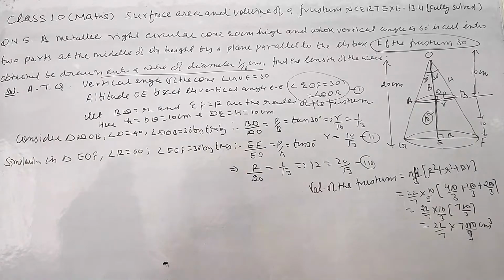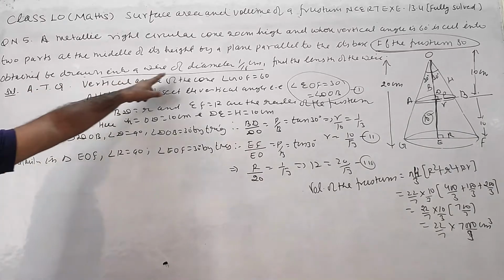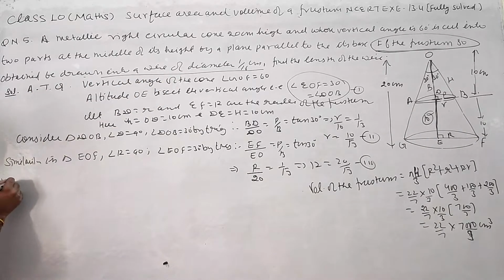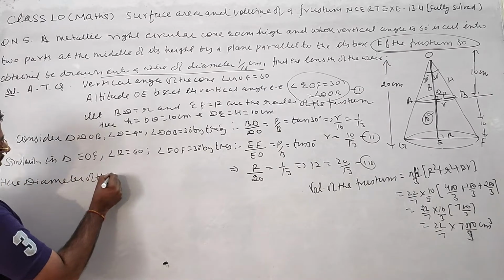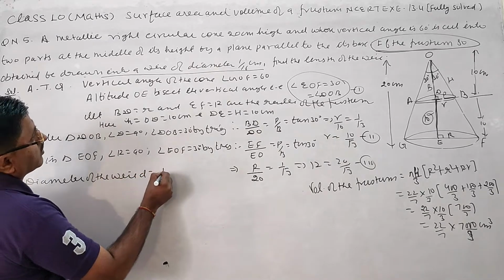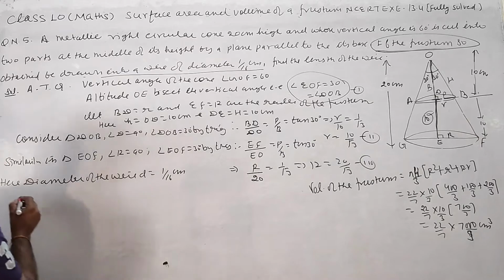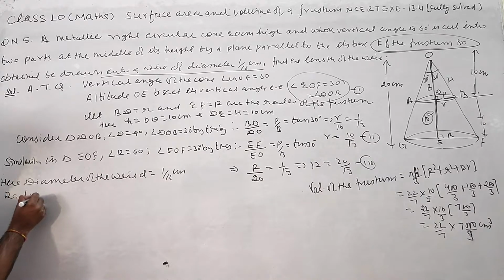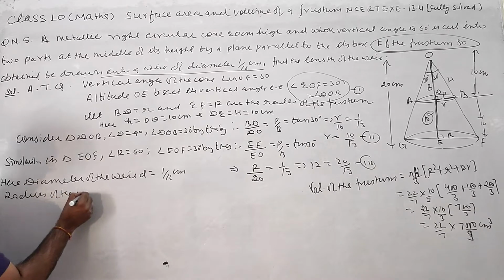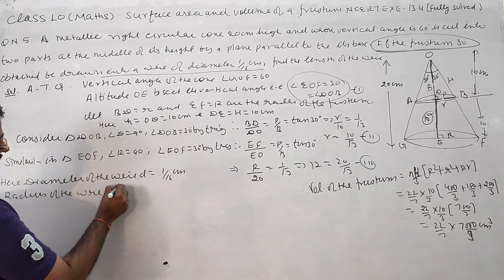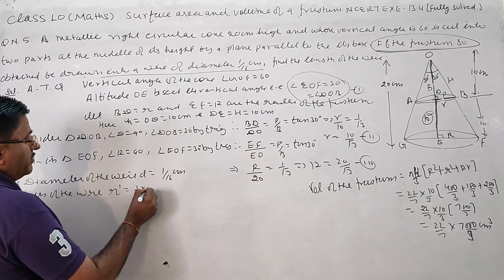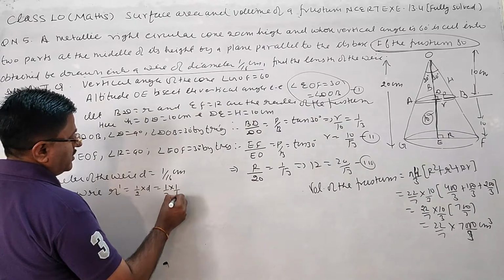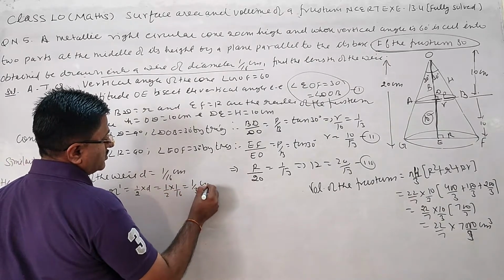Correct? Now for the radius of the cylindrical wire, the question says it is drawn into a wire of a diameter. The diameter of the wire is given as 1 by 16 centimeter. So the radius of the wire drawn, let us call it r dash, because capital R and small r we have already taken, is 1 by 2 of the diameter, so 1 by 32 centimeter.